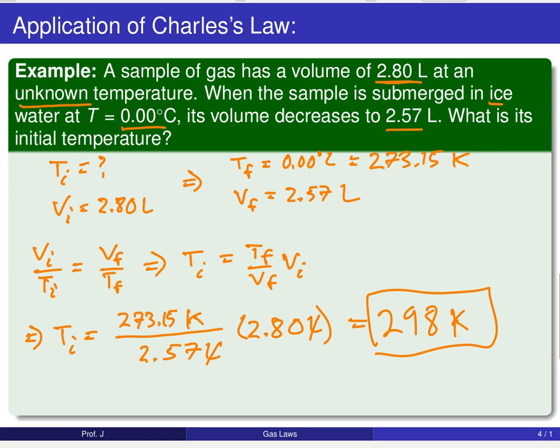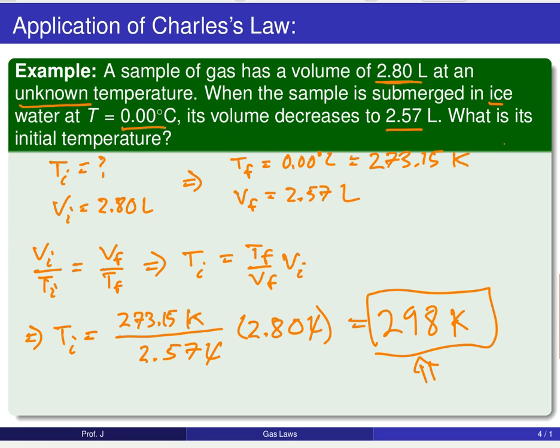Okay, so once again, this makes sense, right? We are starting off at a larger volume, and we submerge this balloon at a temperature of 0 degrees Celsius or 273 Kelvin, and the volume decreases. Well, therefore, the initial temperature must have been higher. And of course, that's what the calculations show. So it looks like that balloon was sitting there at roughly room temperature, and then you put it in your ice water bath.